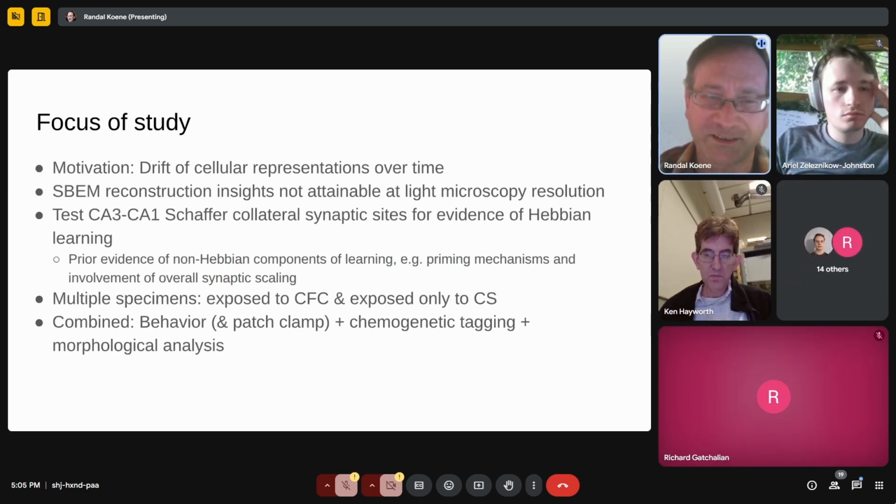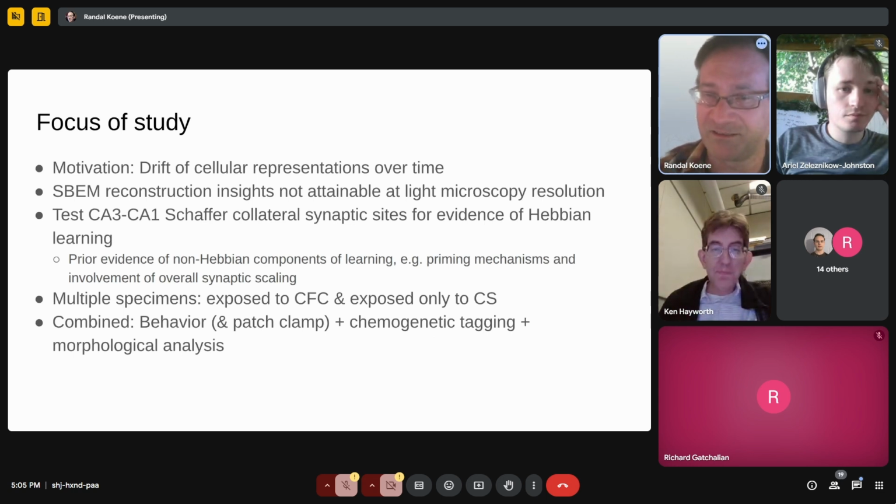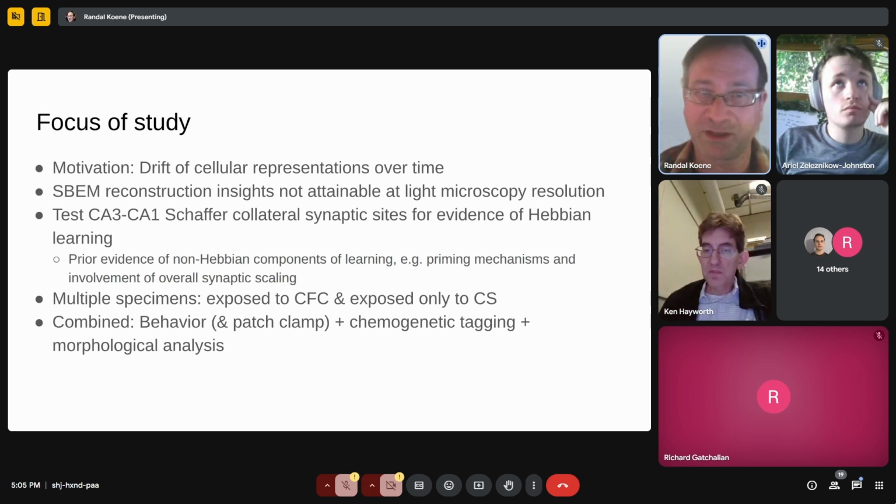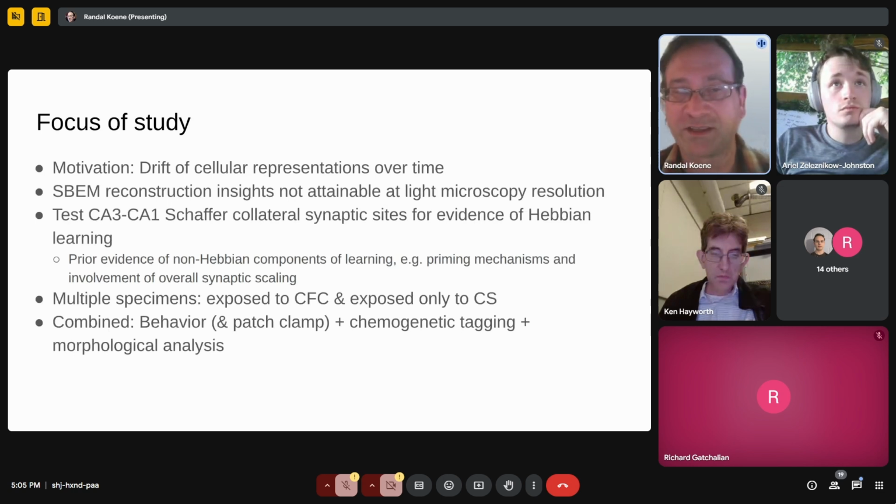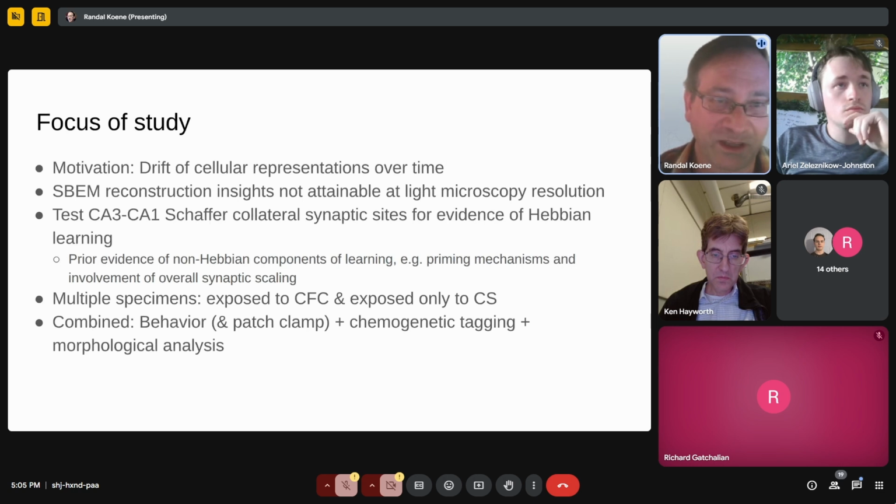In this study, EM reconstruction is able to give insights that light microscopy simply doesn't have the resolution to do. This was another point they made in why they chose this method and why this particular study. The study wanted to test whether synaptic sites on Schaffer collateral fibers between CA3 and CA1 show evidence of Hebbian learning or not, where Hebbian learning, or maybe STDP if you want, means correlational or causational strengthening of connections based on synchronous or near synchronous pre and post synaptic activity.